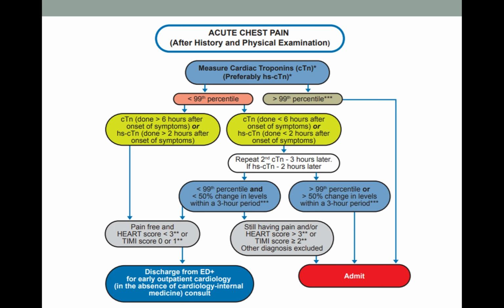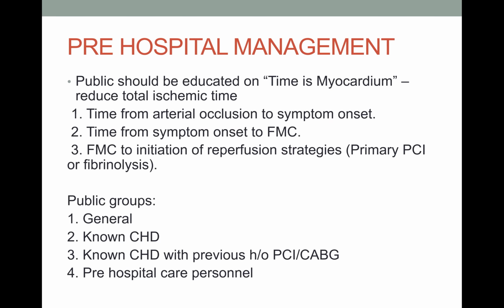If it's more than the desired level, then patients still require admission. If it's still less than, with true criteria, the value less than... not raised. Basically, if it's not raised and there's a less than 50% change within the first and second sample, and patients still having pain with a high risk score, then also require admission. But if it's not raised and patient is okay clinically with a risk score less than 3, then patient can still be discharged. Okay, so let me stop you there, Anne.